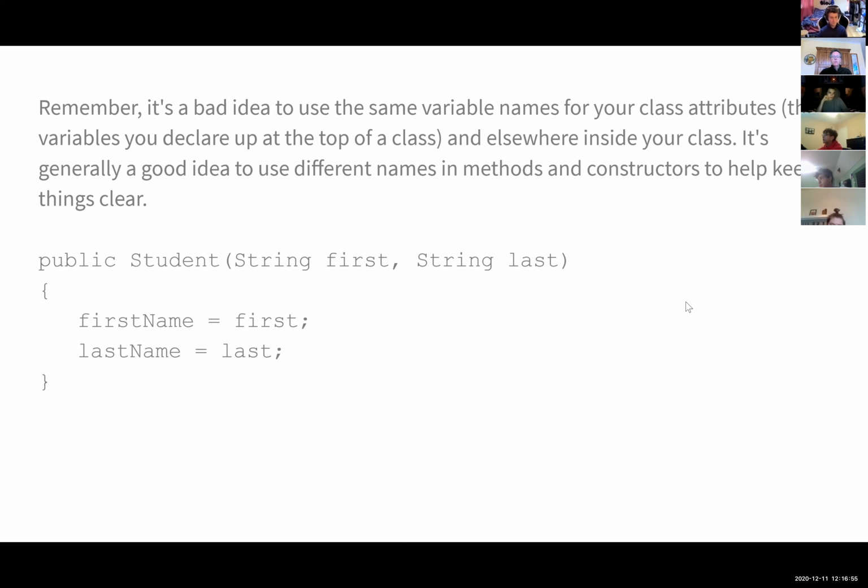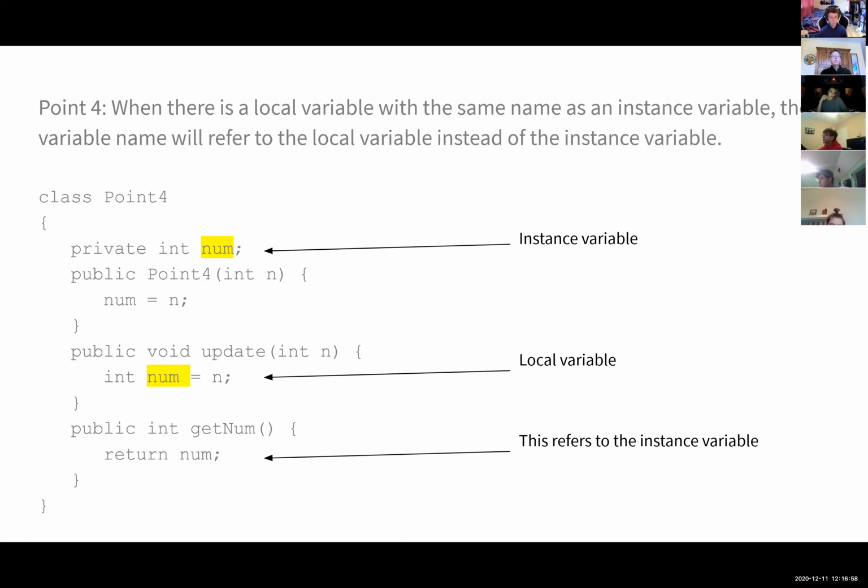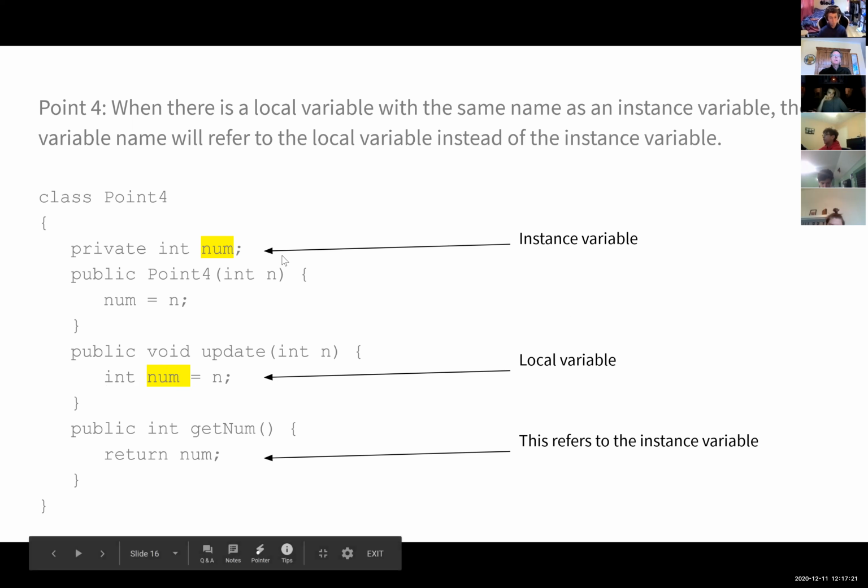Isn't your sentence wrong then? Because on the top you say the name will refer to the local variable instead of the instance. Shouldn't it be the other way around? No. See, in this method update, num is referring to the local variable num. It's only local to that method. So inside that method, it is a local variable and it's referring to that. And then down here, num is referring to the instance variable. And up here, this is referring to the instance variable.